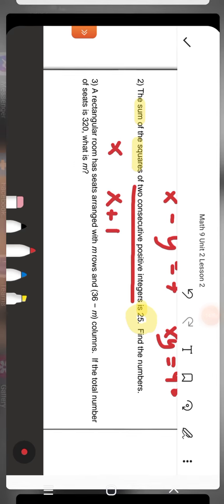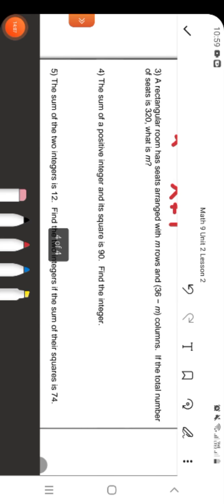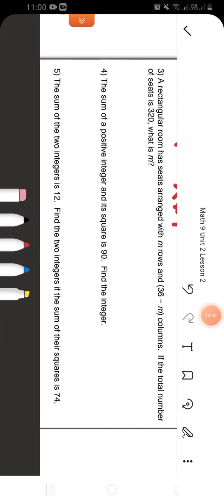Number 3. A rectangular room has seats arranged in M rows and 36 minus M columns. If the total number of seats is 320, what is M? Okay, so we have a rectangular room and the seats are arranged in rows and columns. So here, for example, I have a seat here.